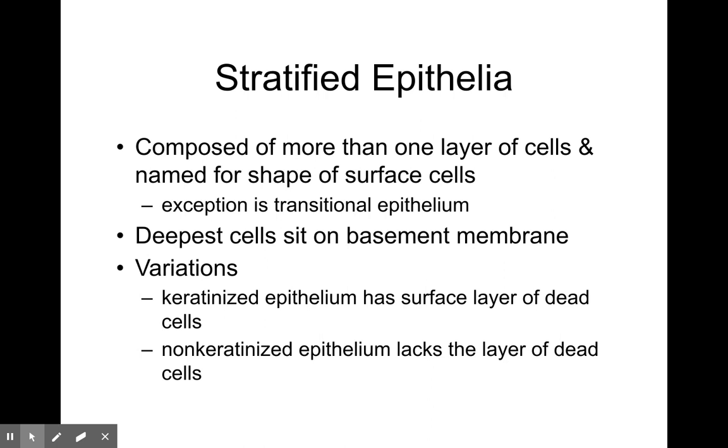Some are keratinized and some are non-keratinized. Keratin is a protein your body makes to waterproof and protect. So the outside layer of your epidermis is completely keratinized. That's why your skin is dry. Your fingernails are made out of keratin. Your hair is made out of keratin. So it's just a protein that's protective, and we're going to find that present in some of these cell types.